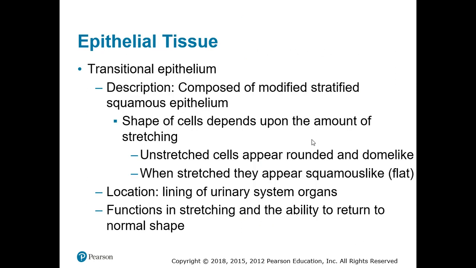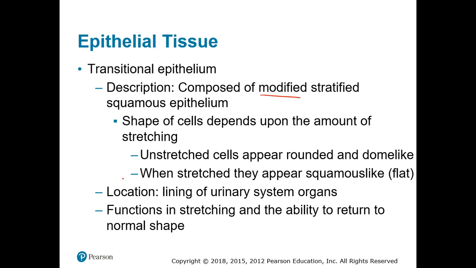And the last one for the stratified epithelial is going to be transitional epithelium. If you're going to provide a description, it is composed of modified stratified squamous epithelial, hence modified. The reason they're modified, and I would also add this to your description, is because the shape of the cells depends on if it is being stretched or not. If the cells are unstretched, they appear more rounded, dome-like, like cubes. However, whenever these are stretched, they appear flat or squamous-like.